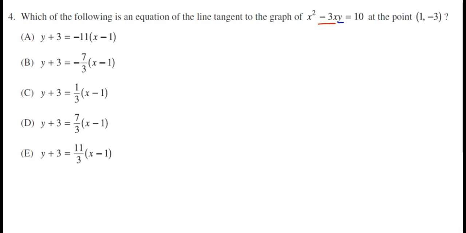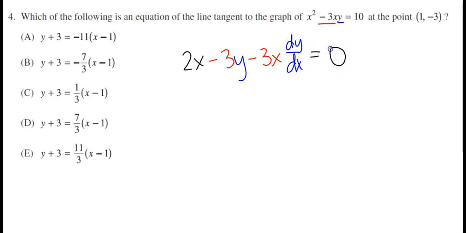We are going to derive with respect to x, so the derivative of x squared with respect to x is 2x. Now I need product rule, so derive the first is negative 3, hold the y. Now switch it, hold the negative 3x, derive y is dy/dx. So we're deriving with respect to x. And then the derivative of 10 is 0.